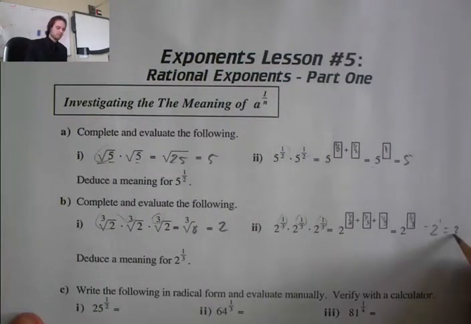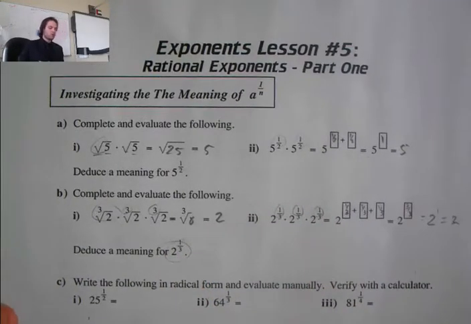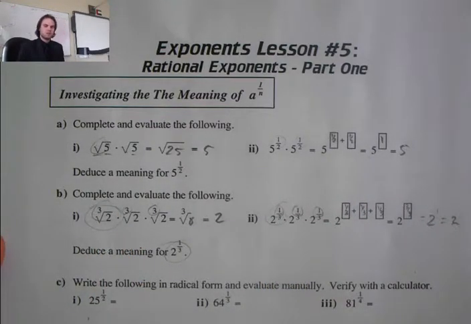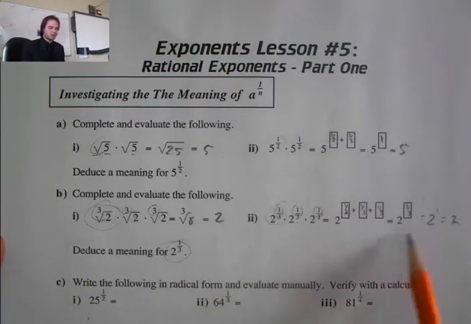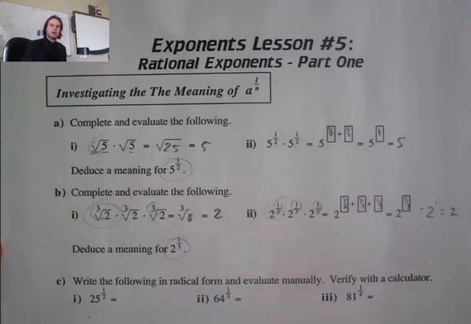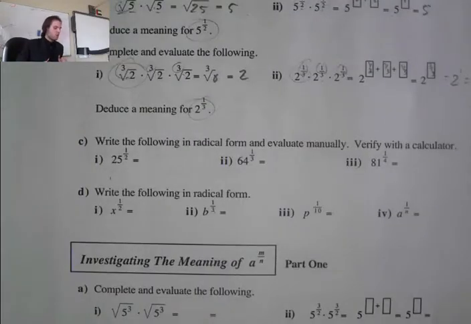Okay? Now let's continue this here. And look, it says deduce the meaning for 1/3. Now look at this. 2 to the 1 over 3 and the cube root of 2. There's a relation there, isn't there? These are the same, that gives me 2. These are the same, that gives me 2. What about 5 to the 1/2? How are those related? You've probably figured it out. Okay? Well, now we want to write the following in radical form.